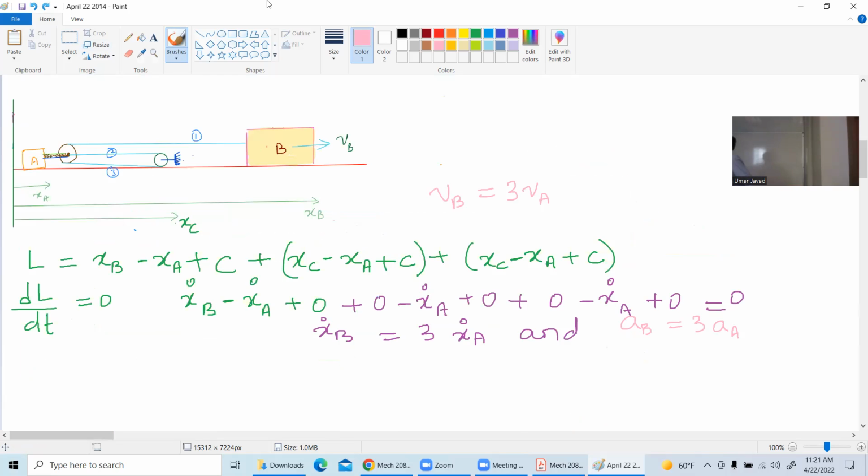Is this clear? Yes. I just cruised through it because I thought that it is no problem.